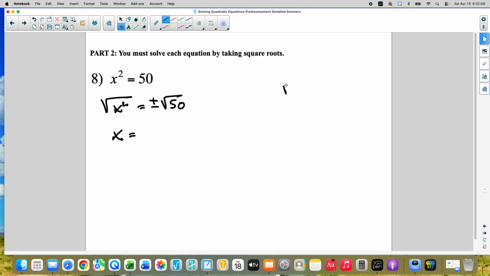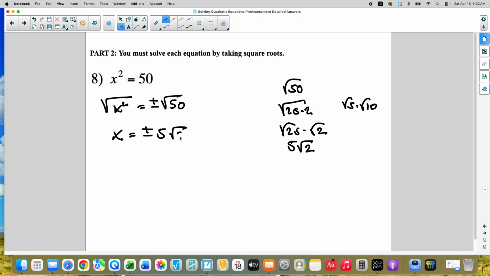Now rad 50 can be broken up to rad 25 times rad 2. So we can separate radicals being multiplied, and 25 is a perfect square. So I chose that. Why didn't I choose rad 5, rad 10? Because neither are perfect squares. Rad 25 is a perfect square. That's why I chose that factor pair. So we get plus or minus 5 rad 2. That would be the answer.